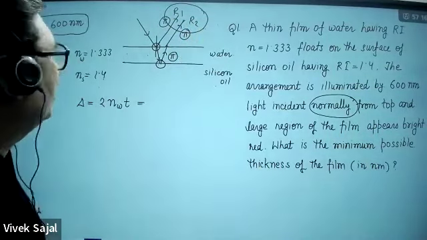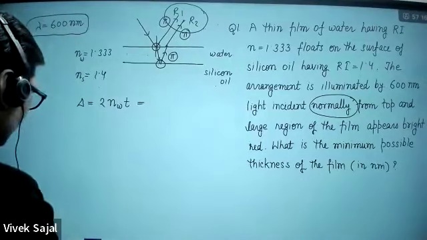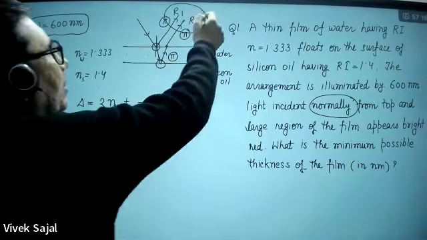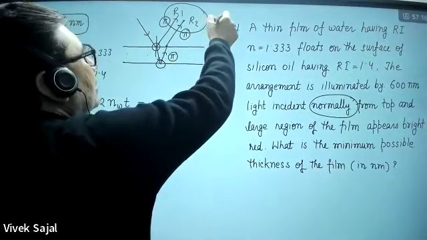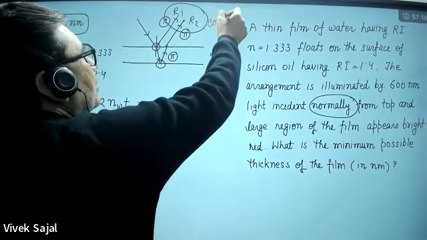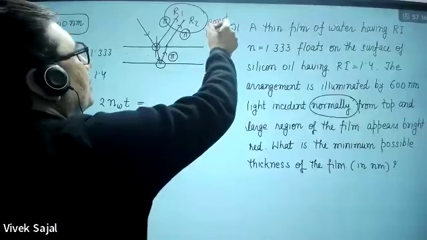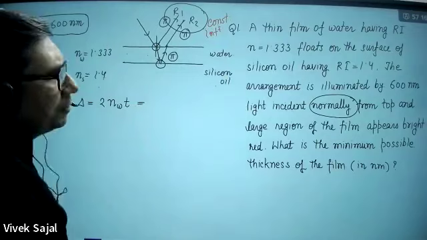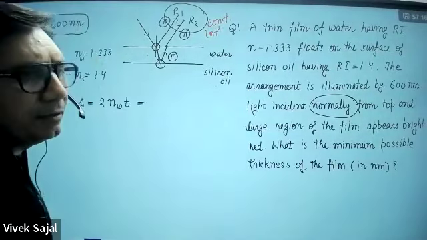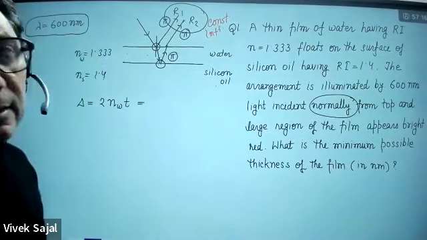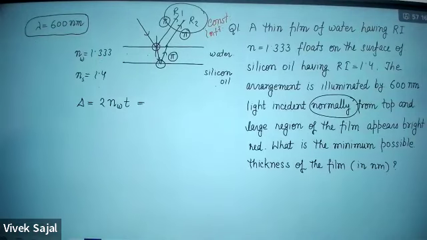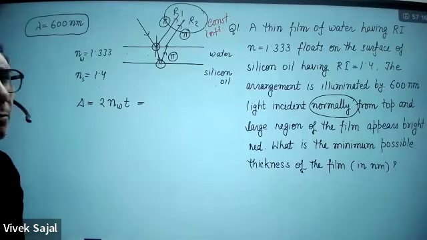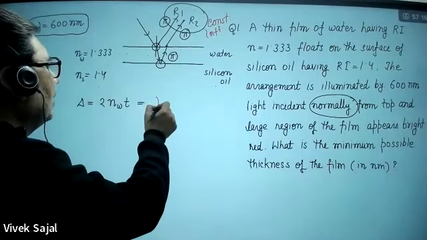maxima or constructive interference is taking place. So what they are providing us is bright red, so constructive interference is taking place. So what should it be for constructive interference? For minimum thickness, you cannot take it 0. You cannot choose it 0. So it should be n lambda, or you can choose it as lambda.